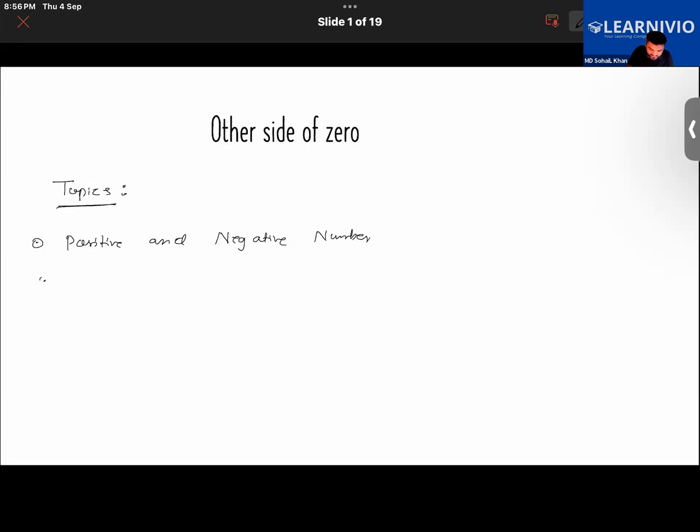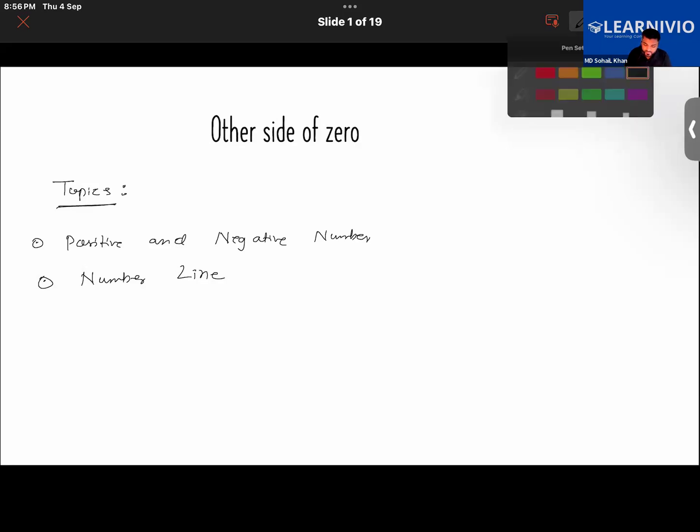Some of the concepts are really simple and many of you would already be familiar with them. You will be learning about the number line, and how we represent numbers on it. Then we'll be learning about the mathematical side of the negative numbers.